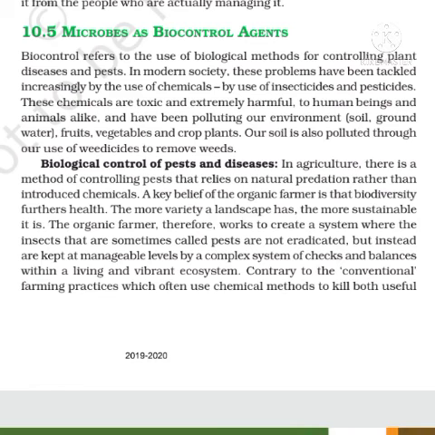10.5 Microbes as biocontrol agents. Biocontrol refers to the use of biological methods for controlling plant diseases and pests. In modern society, these problems have been tackled increasingly by use of chemicals, by use of insecticides and pesticides. These chemicals are toxic and extremely harmful to human beings and animals alike and have been polluting our environment, groundwater, fruits, vegetables and crop plants. Our soil is also polluted through our use of weedicide to remove weeds.